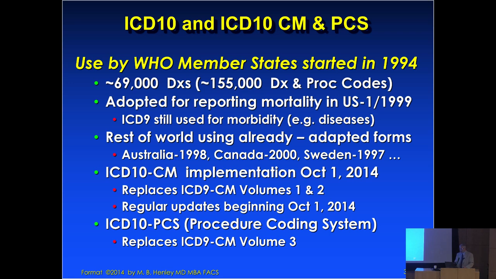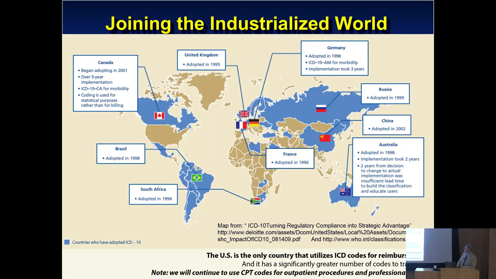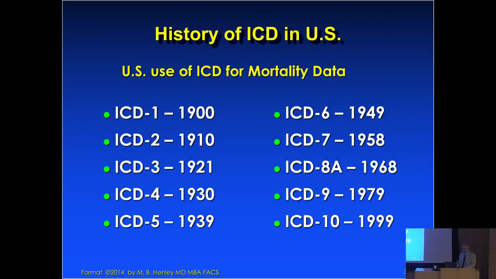Up until Monday, we were to implement this October 1st, and it would replace ICD-9, with regular updates beginning this year. So here's a list of the industrial world, and you can see the different countries around the world where this has been adopted. China in 2002, France in 96, the UK in 95, and as I said, Canada in a rolling five-year period between 2001 and 2005 from east to west. So the history of ICD in the U.S. in terms of use for mortality is that it was designed to be updated every decade.